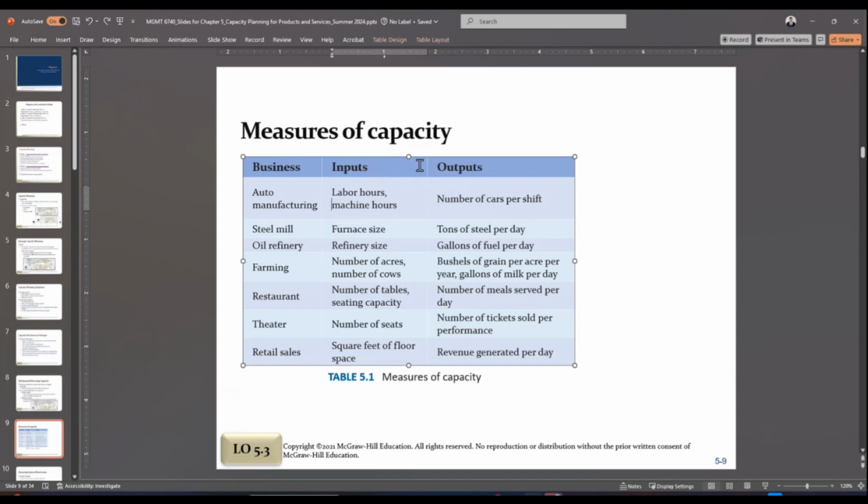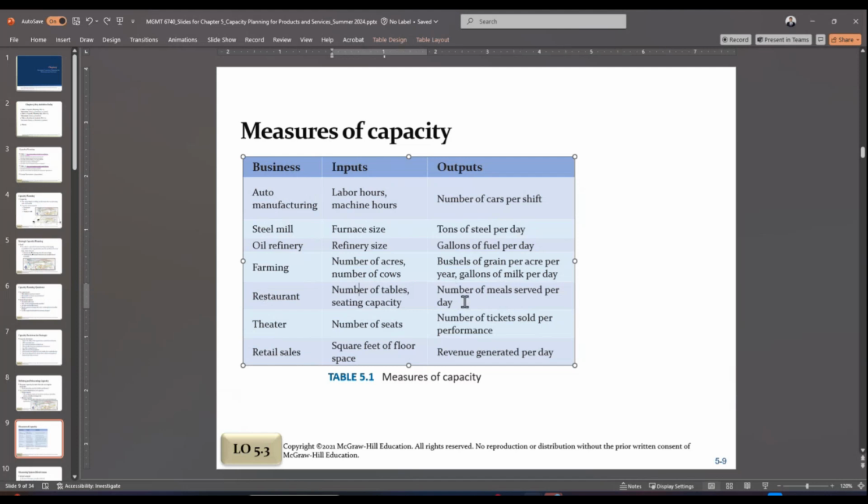So in general, these are the input and output variables for each of these businesses. Similarly, if I'm looking at a theater business, the number of tickets sold per performance is the output you're looking for, and one of the key inputs is the number of seats. That's the capacity you are looking at. Similarly, for a restaurant business, the number of meals served per day is the main output you're tracking, and the inputs are the number of tables.